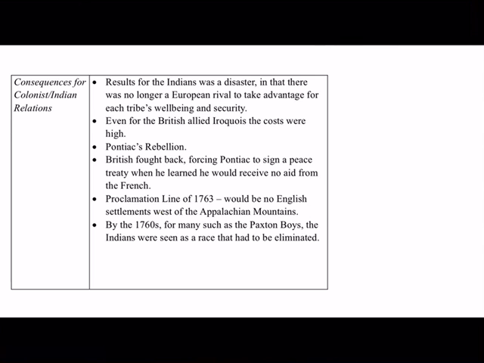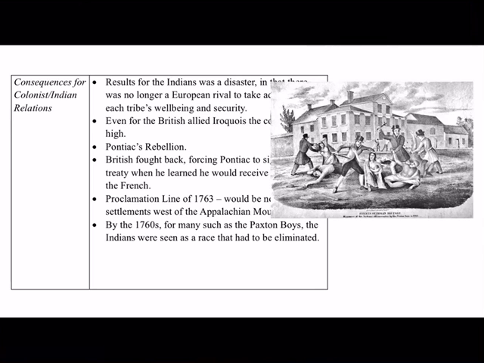You're going to have, by the 1760s, a group known as the Paxton Boys, and others, but the Paxton Boys specifically were frontiersmen of Scots-Irish origin in central Pennsylvania who wanted to settle west of the Appalachian Mountains, so they formed a vigilante group to retaliate against the Indians there. They believed that Indians were an inferior race that needed to be eliminated.